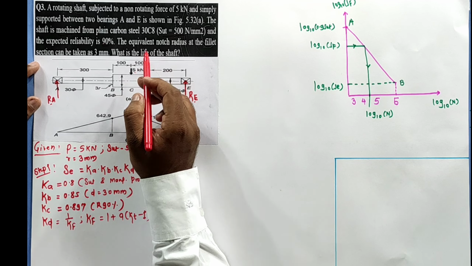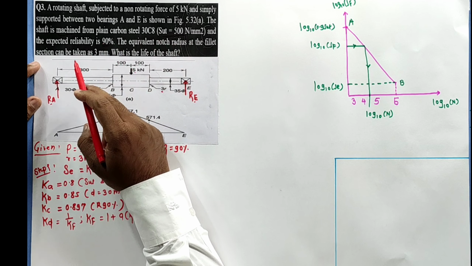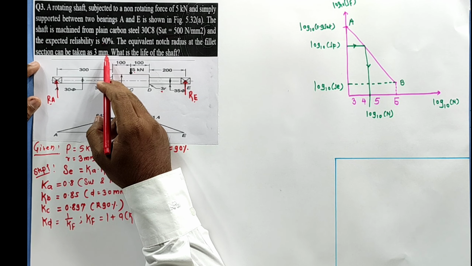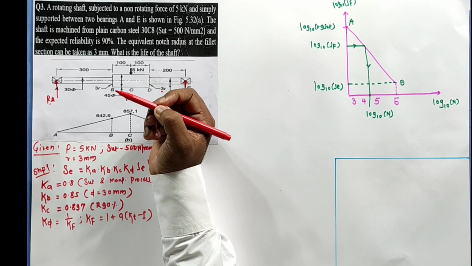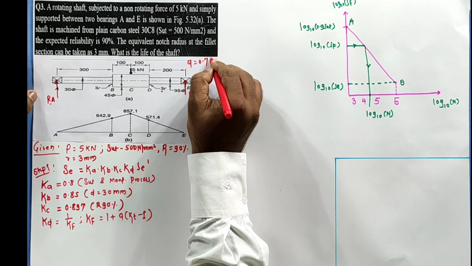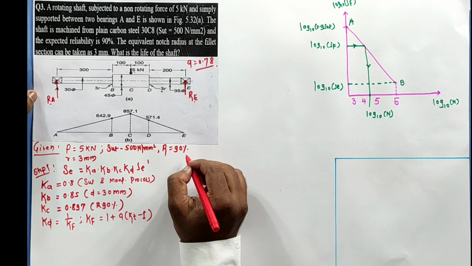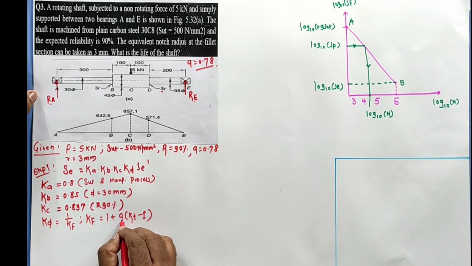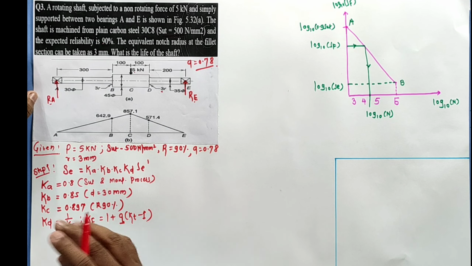Now kf. Q is given. The equivalent notch radius at fillet section can be taken as 3, so that equivalent radius they have given. Q is around 0.78. In the given data, Q is 0.78. So KT we don't know.